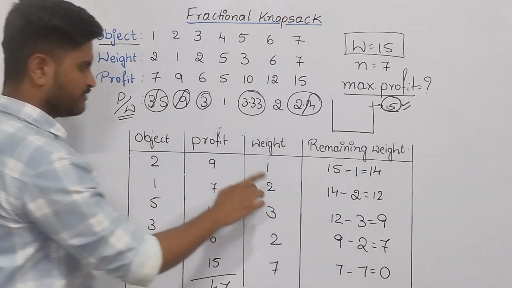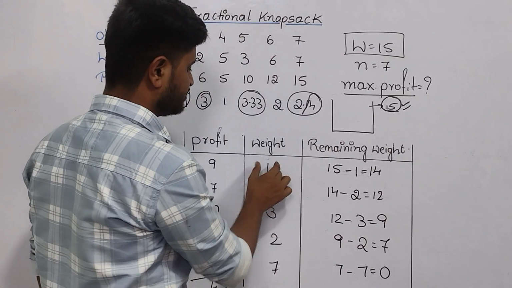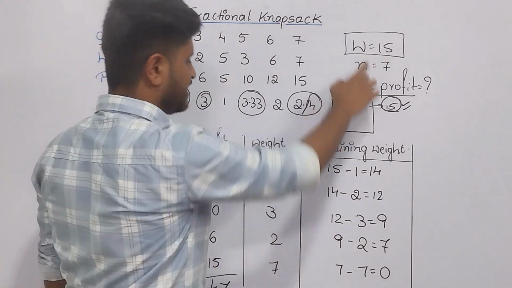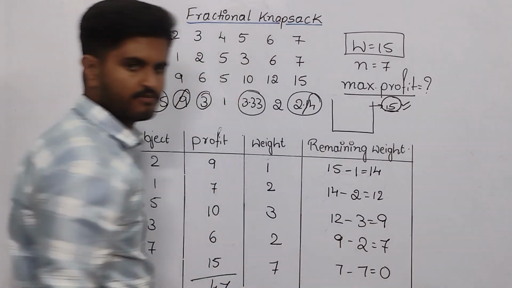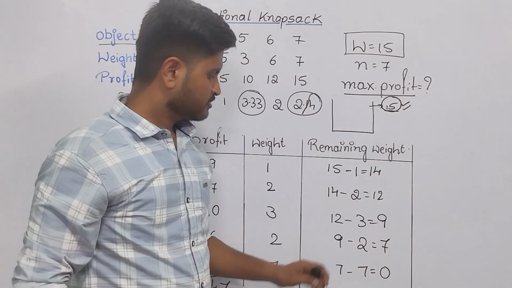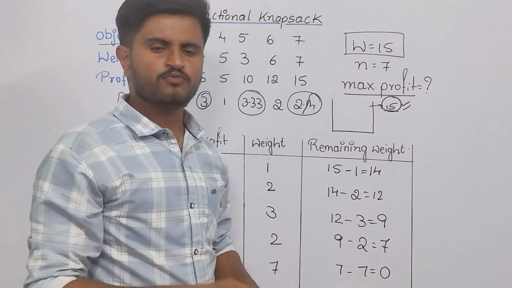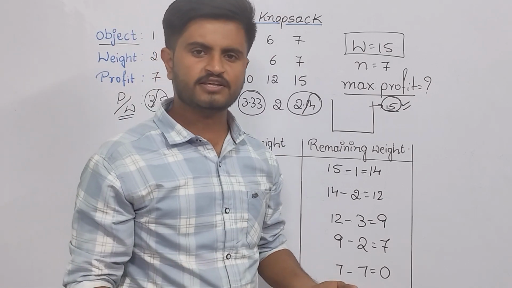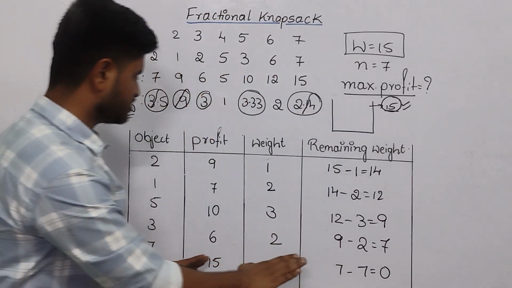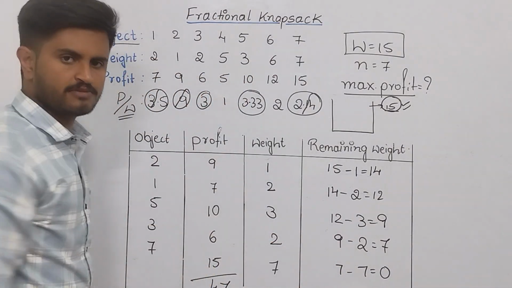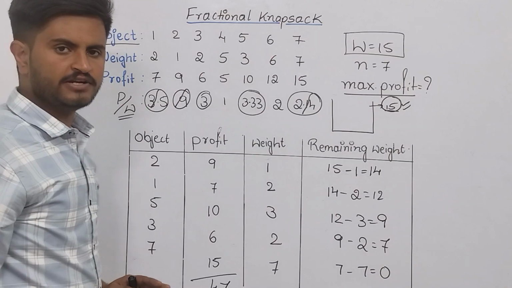After choosing them, what were we doing? We were subtracting the weight from the maximum weight and updating the maximum weight which was left over. When we are left with 0 or the lowest weight with which we cannot go further in the problem, we will stop the process and write the maximum profit by adding the profit column.